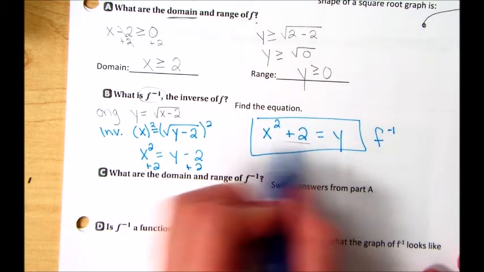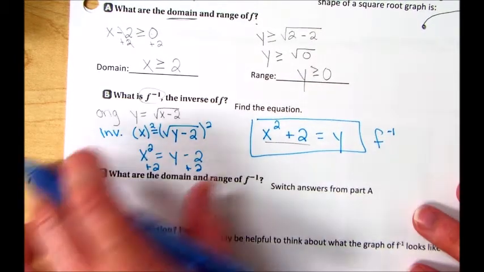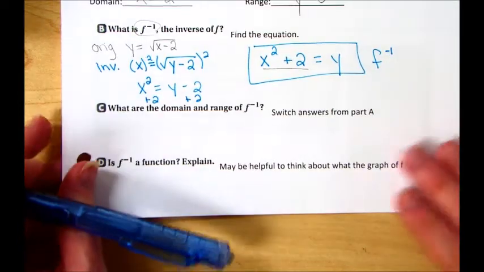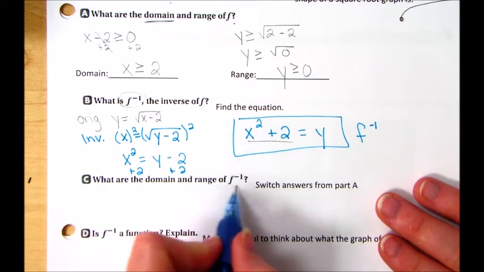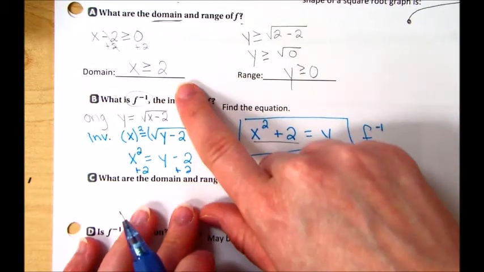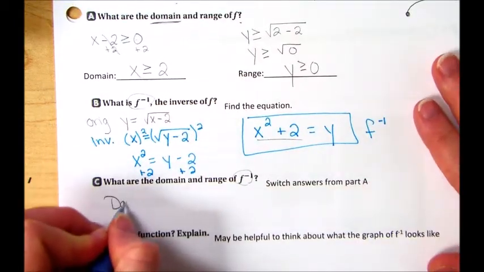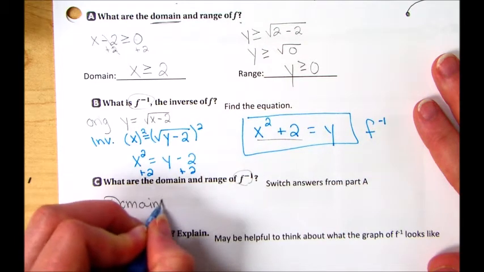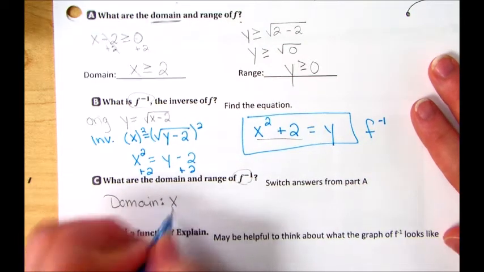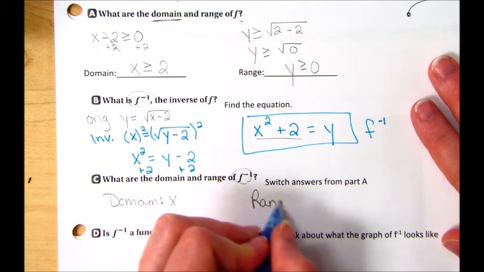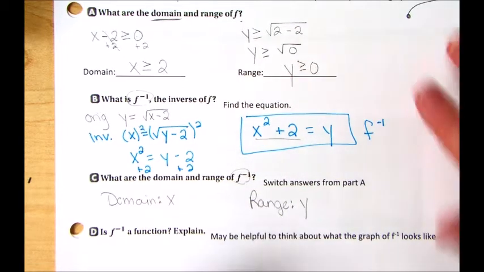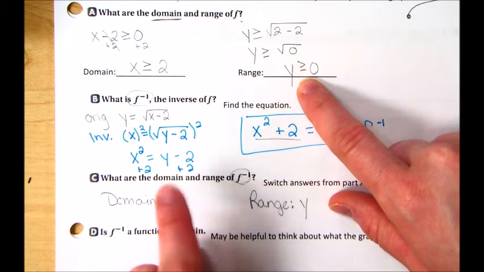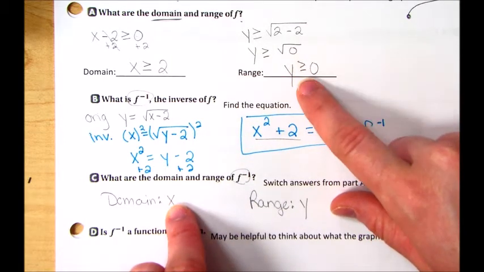Notice it's actually a parabola, isn't it? But remember, it's only going to be half a parabola. What is the domain and the range of the inverse? Remember, that stands for inverse. So I'm going to write domain, and remember, it's going to be x. I'm going to write range. Remember, it's going to be y. And just switch these two qualities. So x is going to be greater than or equal to 0.